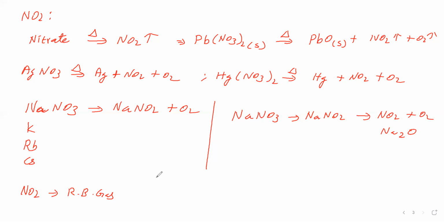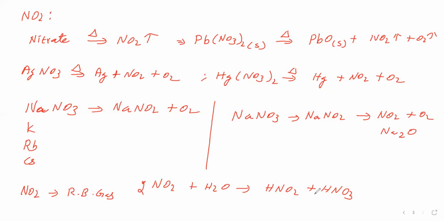So NO2 gas is reddish brown. We said it is an acidic oxide. Why is it so? NO2 with water gives HNO2 and HNO3, nitrous acid and nitric acid. Therefore, NO2 is an acidic oxide because it is giving acids.